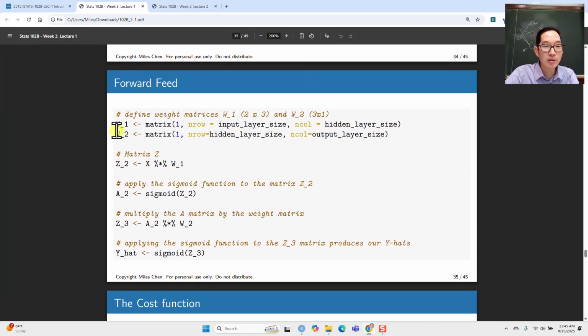So here I'm just going to create an arbitrary matrix. I'm just filling it with 1s. Obviously these are not going to be good values to have, but I'm just starting off with ones. W1 is going to be a 2 by 3 matrix of ones. W2 is going to be a 2 by 3 matrix of ones.